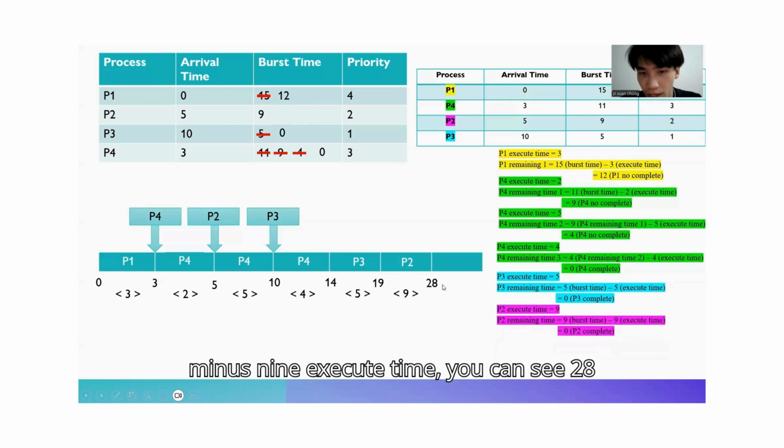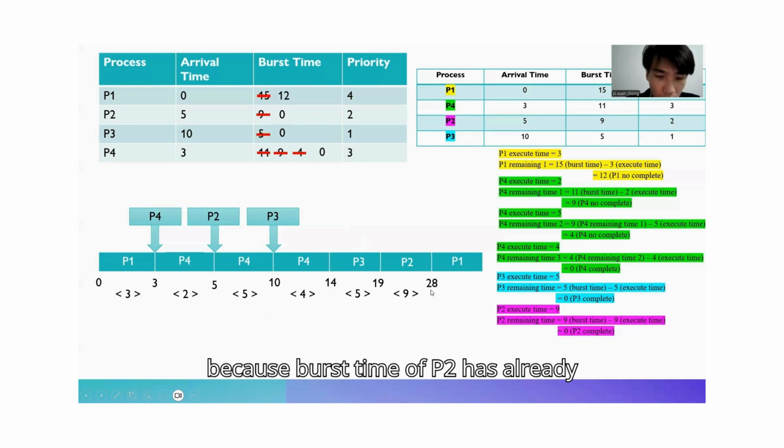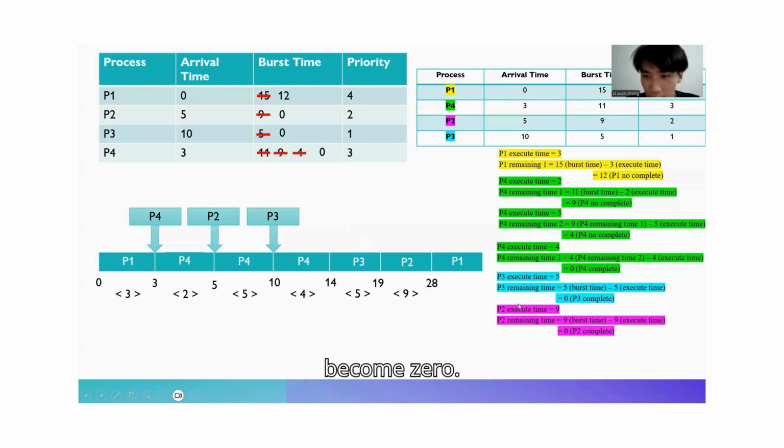You can see 28 minus 19 is 9, right? So the burst time minus execute time equal to 0. The P2 is complete. 9 minus 9 equal to 0. Okay, then the P2 will stop at time 28 because the burst time of P2 has already become 0.